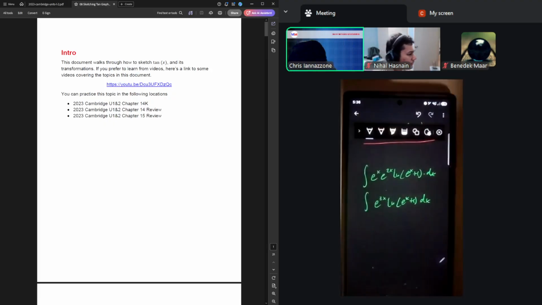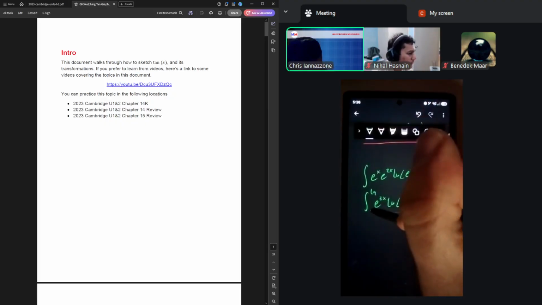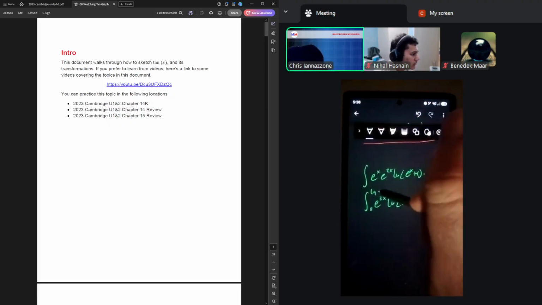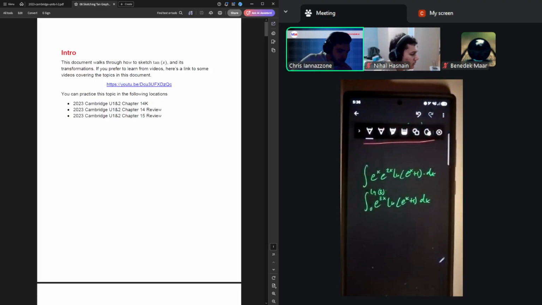Now we have to do this between natural log of 2 and 0, so we need to be able to do our antidiff first. Okay, so what are we going to do from here? We need to know how to antidiff this function. There's a lot going on there.